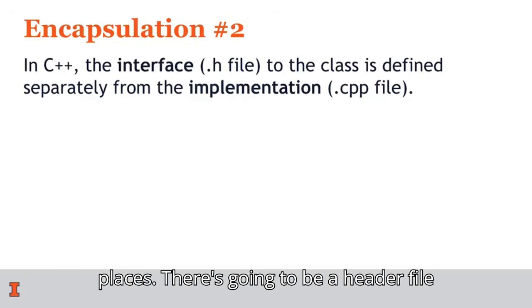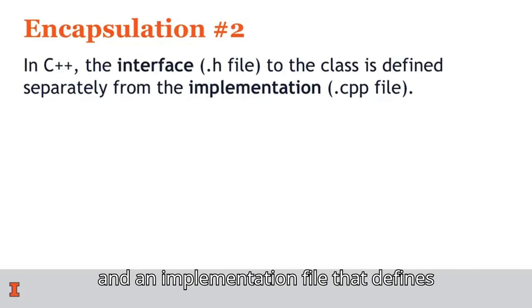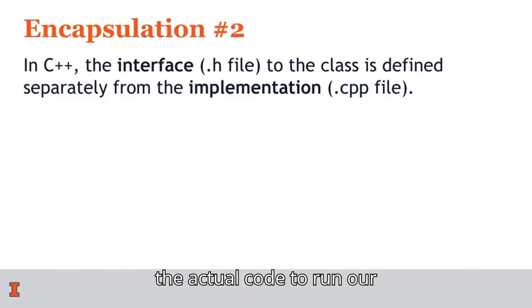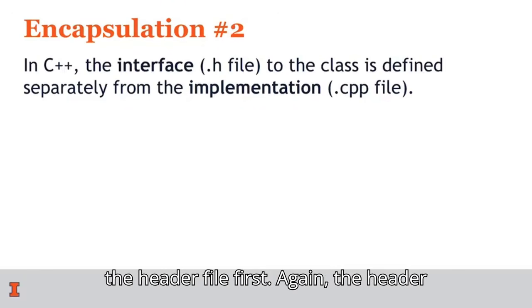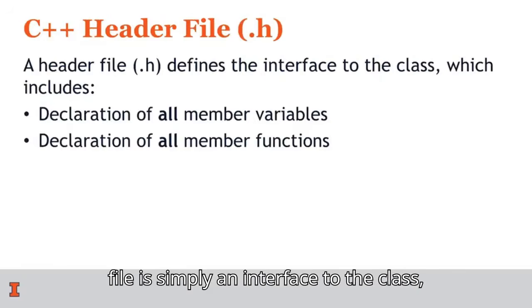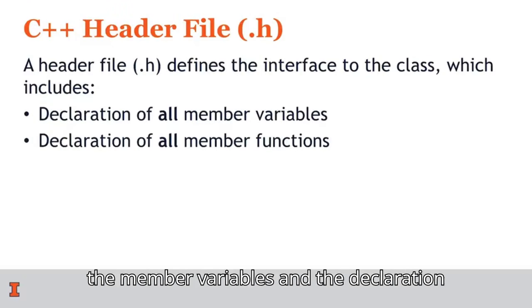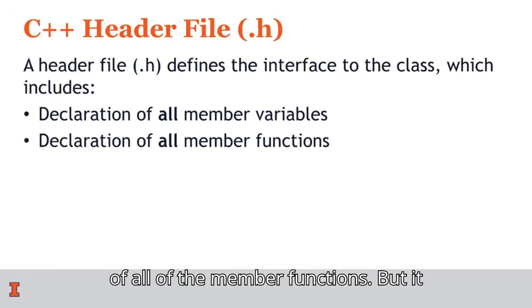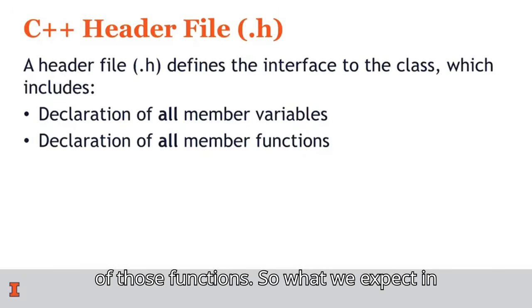There's going to be a header file which defines the interface to the class, and an implementation file that defines the actual code to run our class. So let's start by taking a look at the header file first. Again, the header file is simply an interface to the class, and it includes the declaration of all of the member variables and the declaration of all of the member functions. But it does not include the implementation of those functions.